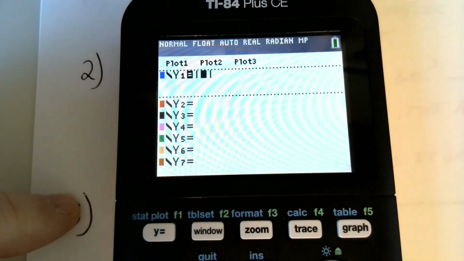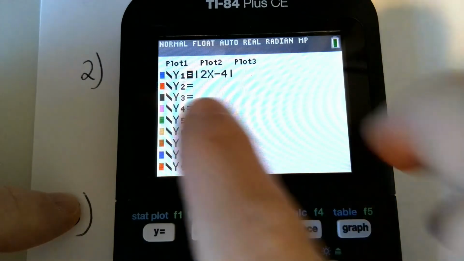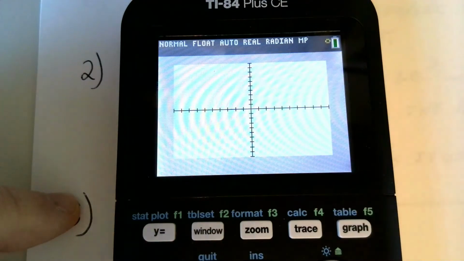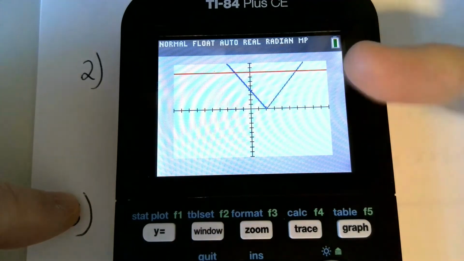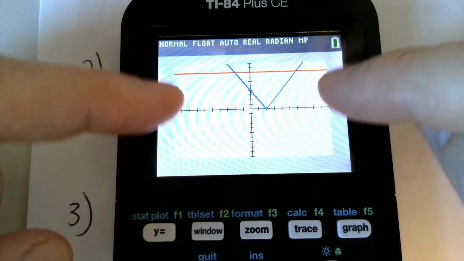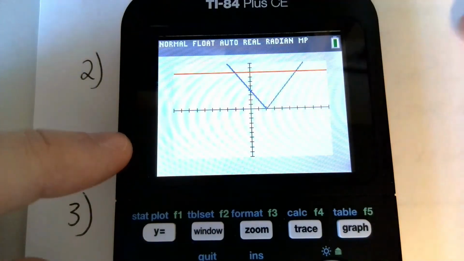So I'm going to go ahead and put this in, 2x minus 4. And again, we want to know where it's less than 8. So I'm just going to go here to y2, and I'm going to put in 8. And I'm going to hit graph. And you can see that when we're talking about less than, we're talking about all the places that is below the red line. So it's going to be below the red line in all of this range.